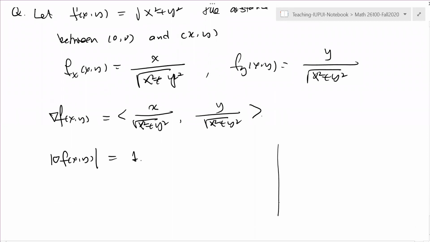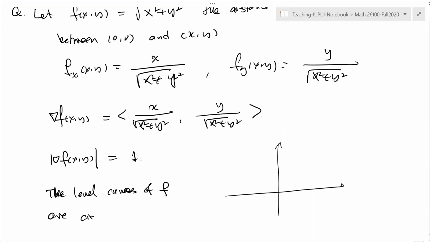How do we sketch the graph of the gradient field? Well, the level curves of f are circles. Those are the level curves, circles.